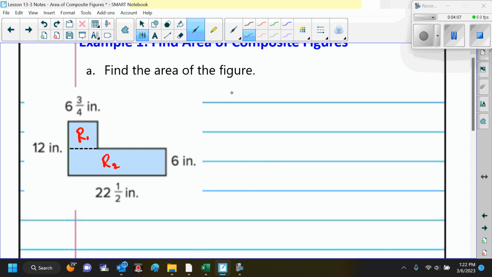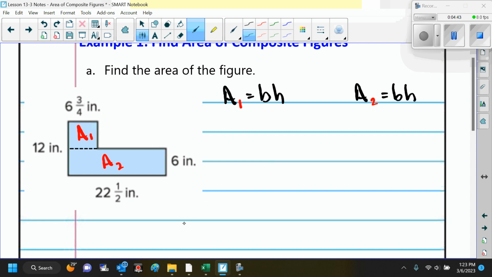So again, the first thing we want to do is write our formulas. So these are rectangles. We know the formula is area is equal to base times height. Now, rather than calling this rectangle 1 and rectangle 2, I'm going to call it area 1 and area 2, just so it's easier for me to label my formulas. So here I'm going to call this area 1, okay? And I'm going to do another formula, area 2, still the same formula, base times height.